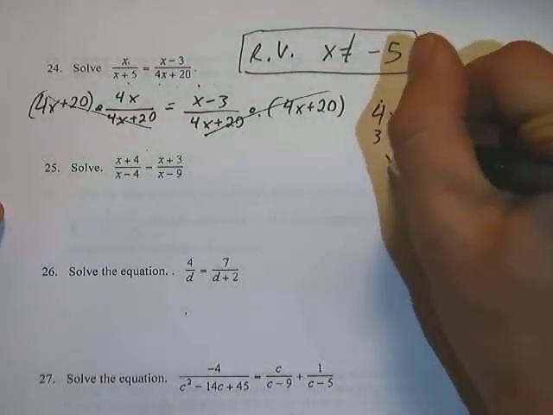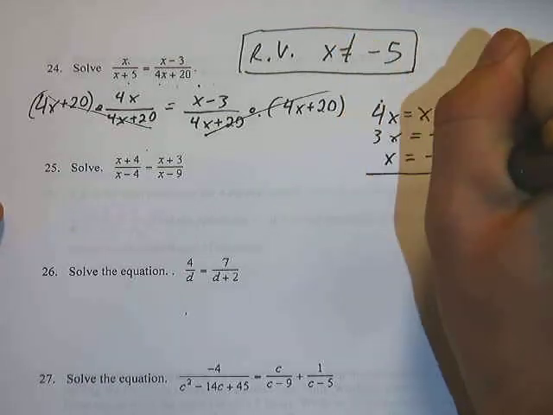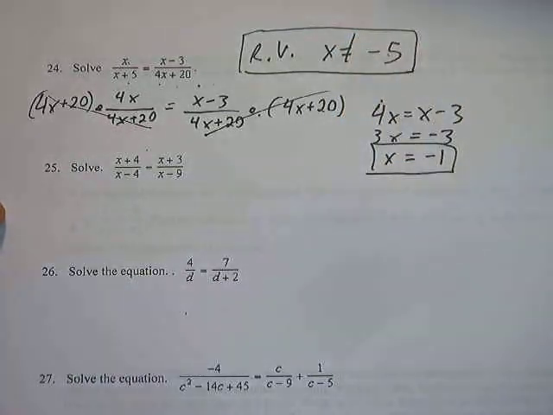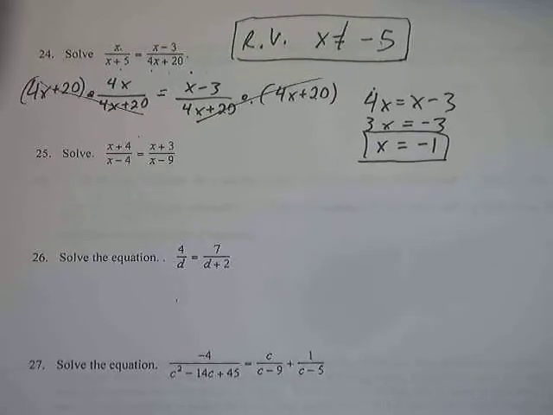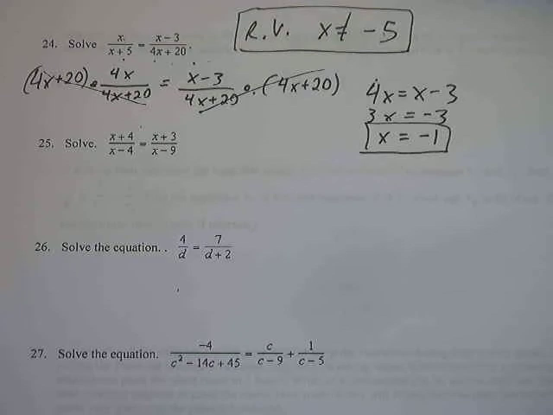If you subtract x, you've got 3x equals negative 3. And then, of course, x equals negative 1, which is the answer. It's not a restricted value. So that would be the easiest way to solve that one.